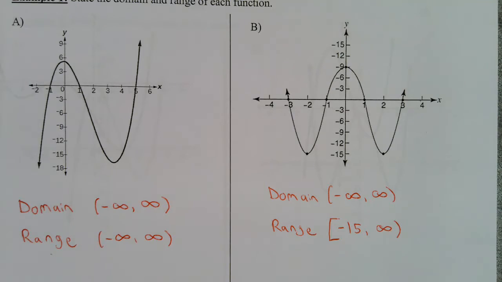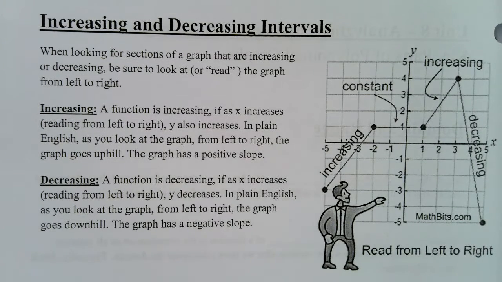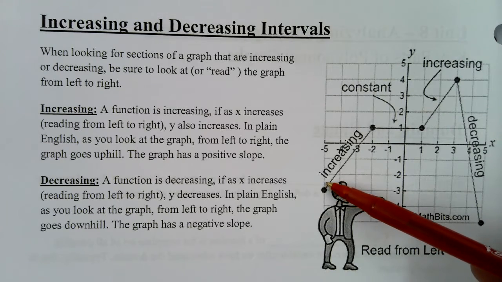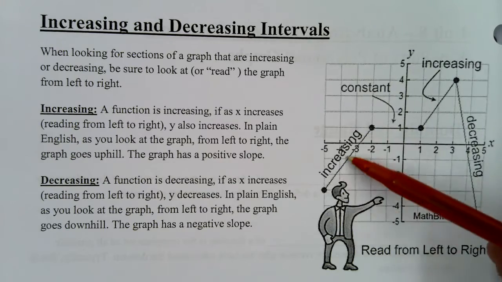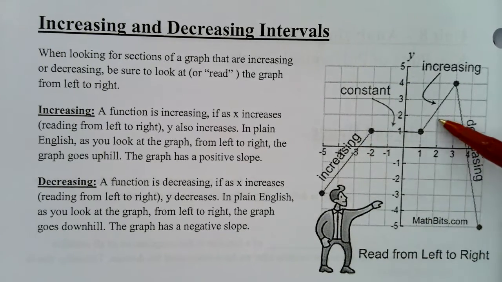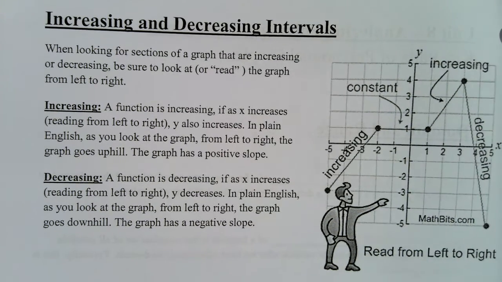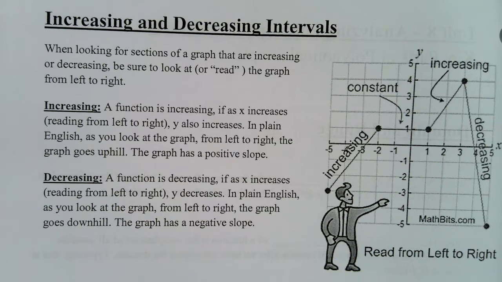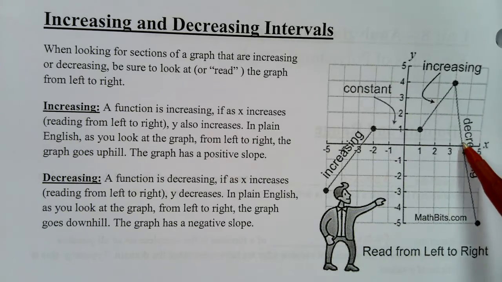Okay, so that's the first page. That was domain and range. That should have been review. The second page should also be review. Increasing and decreasing intervals. Okay, so just remember, you're going left to right. You're reading left to right. So if the slope is positive, if it's increasing, the graph looks like this. So this is an increasing interval. This is another increasing interval. If it's going up left to right, or if it's a positive slope. Okay? And the opposite, if it's going down from left to right, or it has a negative slope, it's a decreasing interval. Okay?